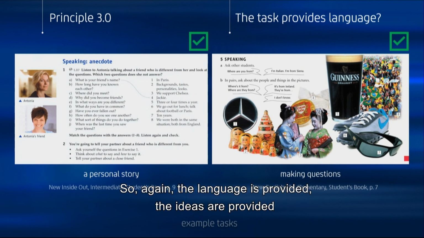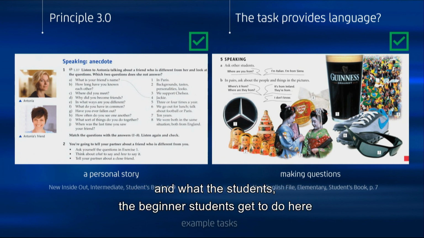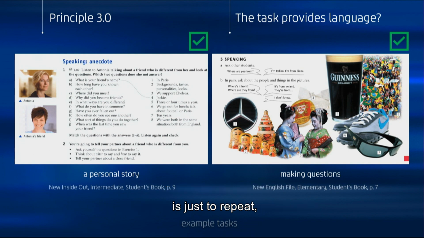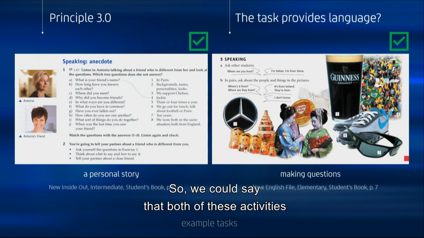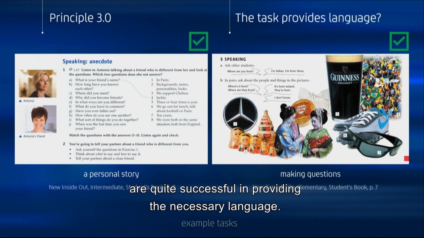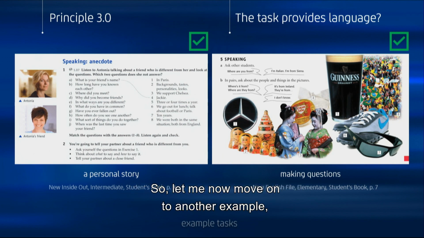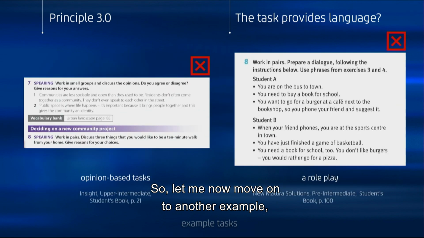So again, the language is provided, the ideas are provided, and what the beginner students get to do here is just to repeat, but they get to choose the relevant questions and the relevant language. So we could say that both of these activities are quite successful in providing the necessary language. So let me now move on to another example, which is not so good.